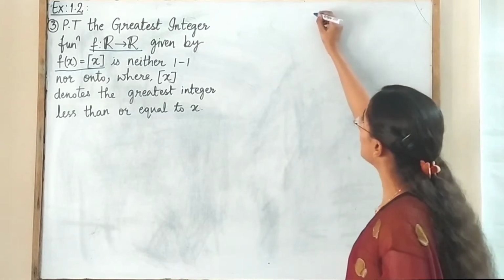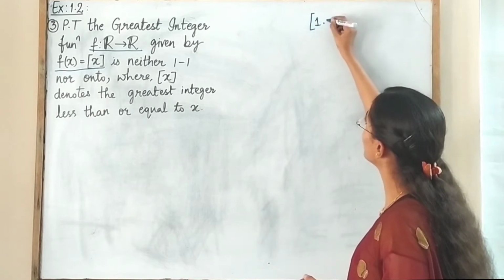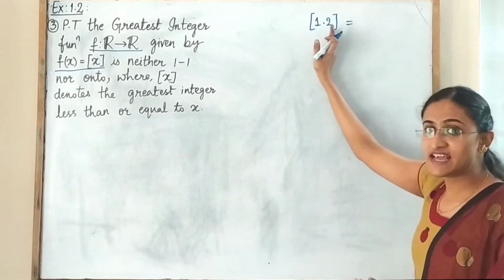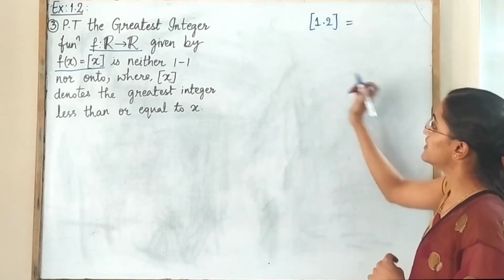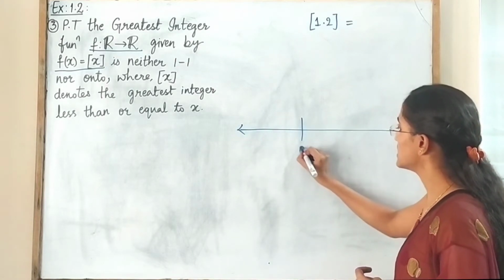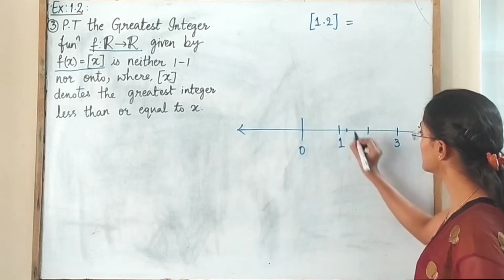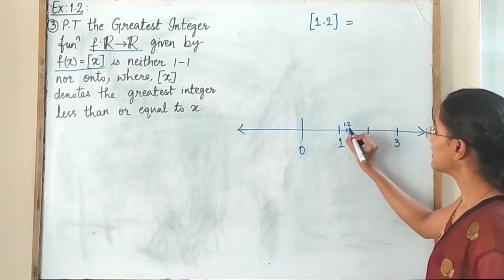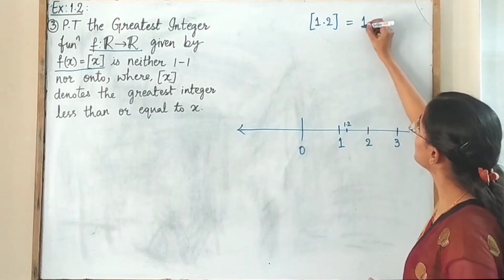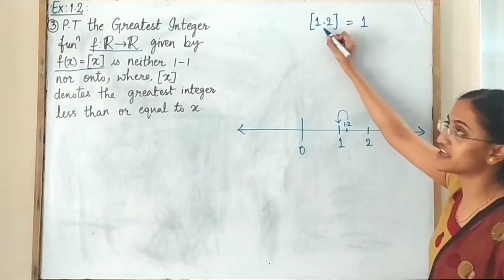If I am writing some number within these brackets, for example 1.2, then the value of [1.2] will be the integer which is less than 1.2. On the real axis, if you mark the point 1.2, it will be somewhere here. The value within the brackets of 1.2 will be equal to 1, the integer which is less than the given number.